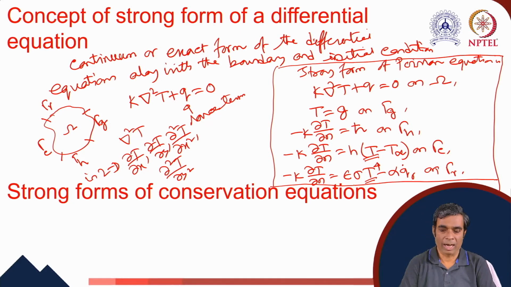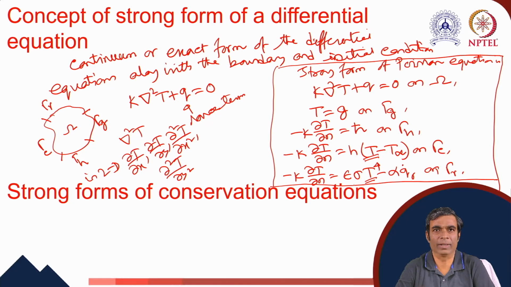Okay. Our next topic is the strong forms of the conservation equations. Here we have already shown how to write the strong form for a given fluid mechanics or heat transfer problem. We have to write the governing equation on the domain where it is valid, and then write the boundary conditions, the different types of boundary conditions on portions of the boundary gamma.